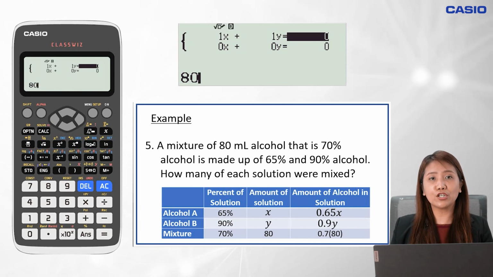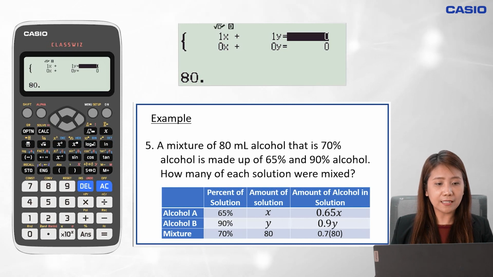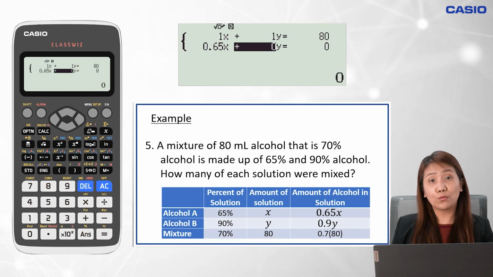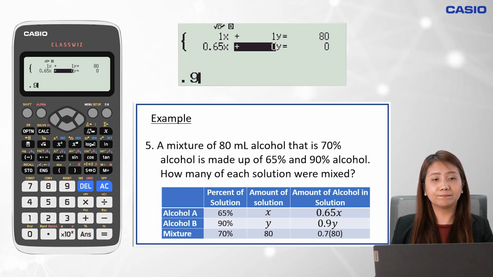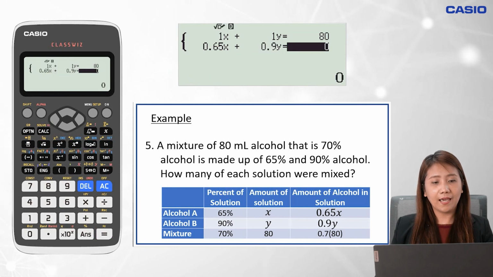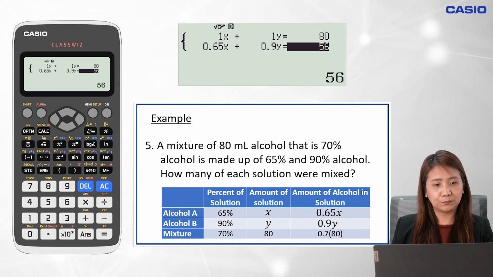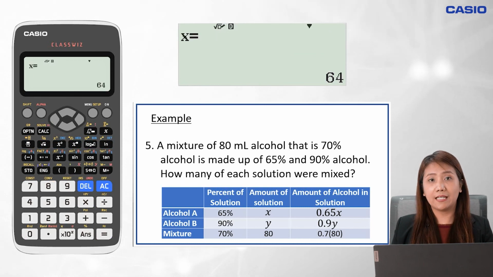For the second equation, we input 0.65, then 0.9, and 0.7 times 80. Then we press equal sign.